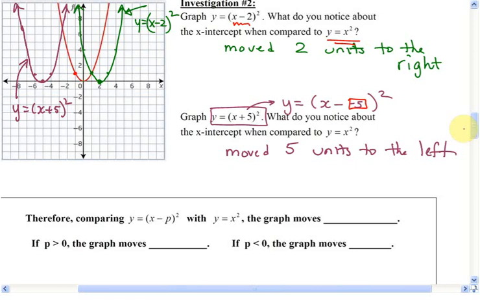Okay, so what happens with your graph when now I've changed the stuff inside the bracket? Which way does the graph move?